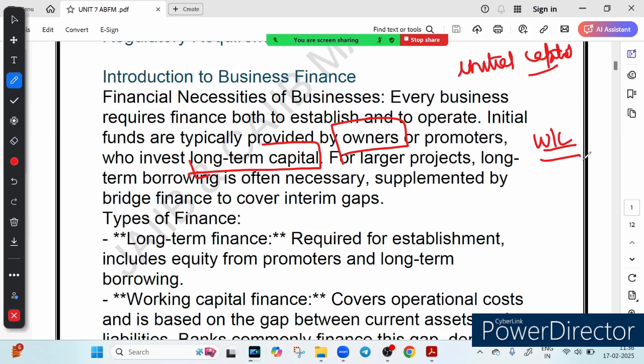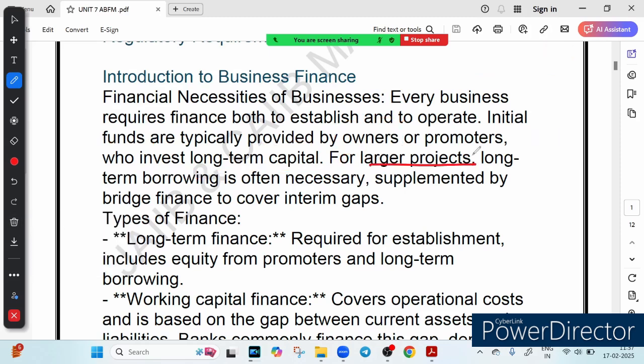So the three things which we have just talked about: first of all, you need the initial capital. You can see they require finance to establish and to operate. So the initial fund is provided by the owner or promoter. Then for large projects, suppose we have some shopping malls or some factories, they need long term borrowing. Apart from personal fund, they take long term loans from the bank to set things up, right?